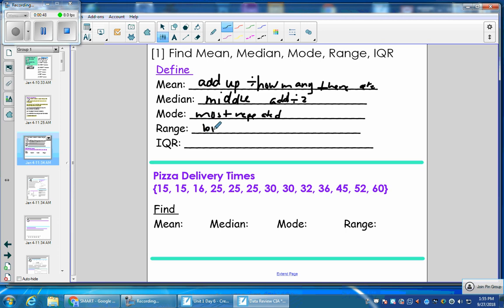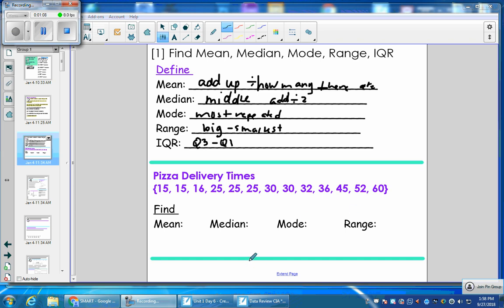The range, remember, is the biggest minus the smallest. And we have not learned IQR yet, but you can remember that it's Q3 minus your quartile 1. So go ahead and pause and see if you can find the mean of this, the median, and the mode.